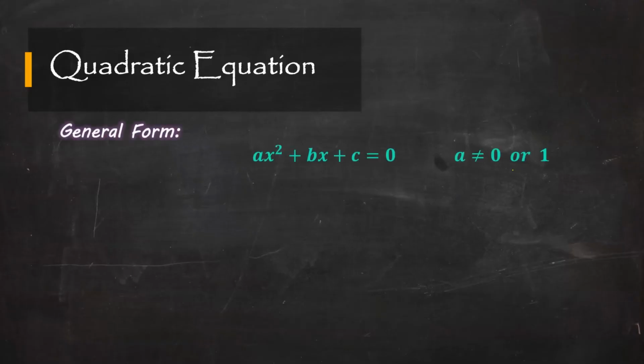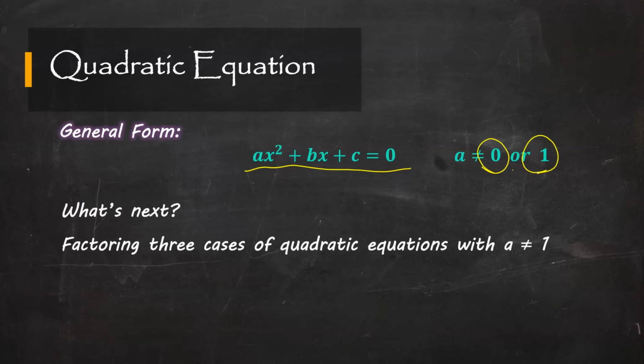As we all know, the general expression of a quadratic equation is ax squared plus bx plus c equals 0. Today's focus is that a cannot be either 0 or 1. Then I will introduce 3 different cases of quadratic equations with a not equal to 1, and also talk about how to do the factoring in each case.